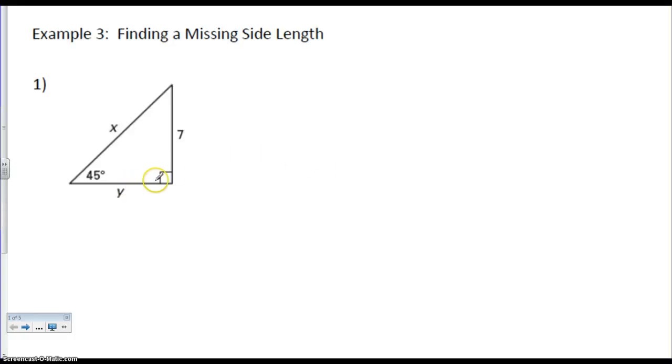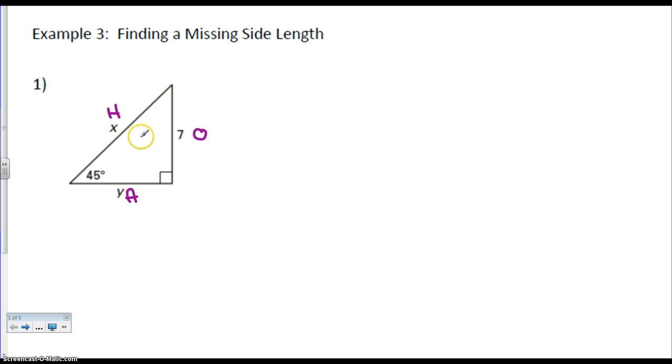In this picture, what I want to do is find out what each of these two missing sides are. In order to do this, I have to look at what's given. I have a 45-degree angle, and I have a 7. So what is 7's relationship to 45 degrees? Well, that looks like it is opposite the 45 degrees. Y is adjacent to the 45 degrees, and x is my hypotenuse.